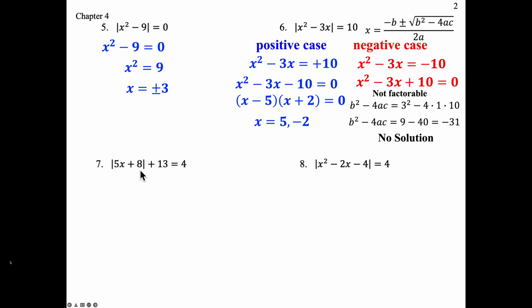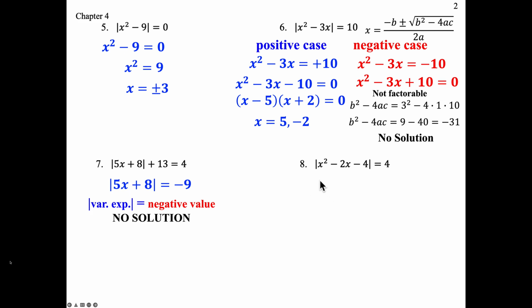Number 7. Okay, let's isolate the 5x plus 8 in the absolute value bar. Subtract over the 13. We get, whoops, 4 minus 13 is negative 9. Remember we said if my variable expression inside my absolute value bars is isolated and it's equal to a negative value, we're done. It's no solution. No reason to go any further.